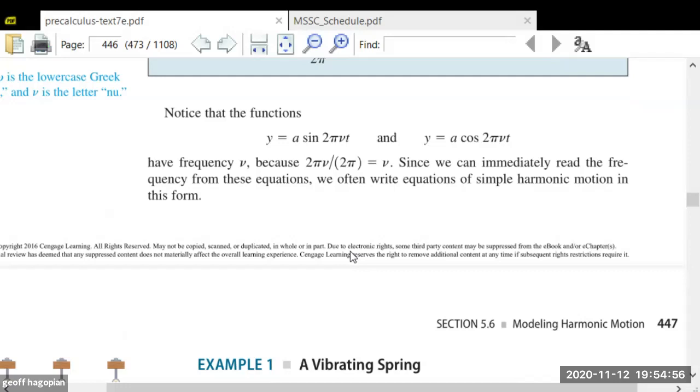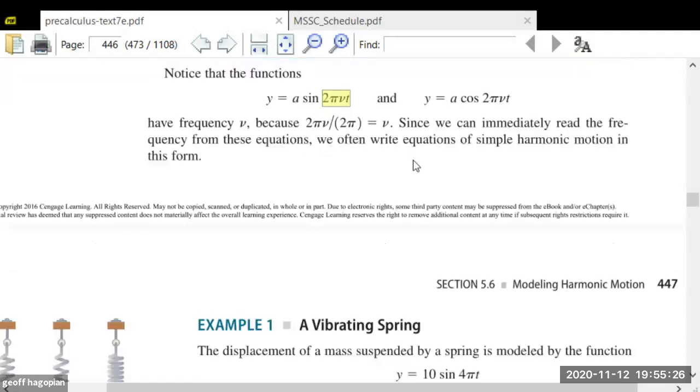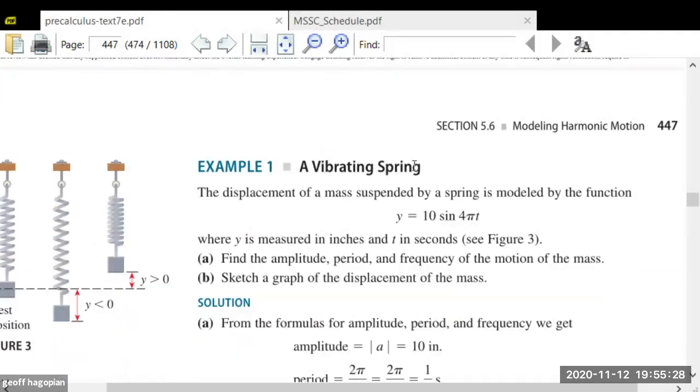So you'd have 2 pi divided by that is going to be 1 over nu, and the reciprocal of that is nu. So the frequency becomes, actually it's not a v, it's a nu. Nu is the name of that Greek letter. Since we can immediately read the frequency from these equations, we often write the equations of simple harmonic motion in that form. Instead of having omega t, you put in 2 pi nu t, where nu is the frequency.